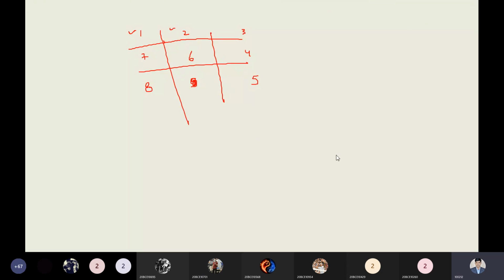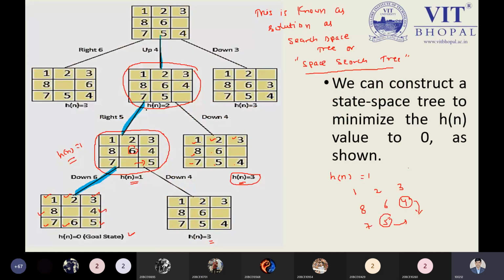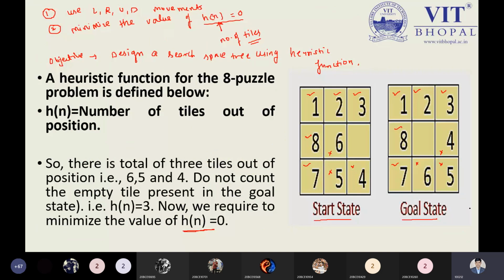Now just let me use a different color to explain your idea. See, we will not shift 1, 2, 3, 7, and 8, and 4, all are in the right position. Now it is clear. Yes, sir. So what will you do? What is our goal state? Now think and tell me. First see.